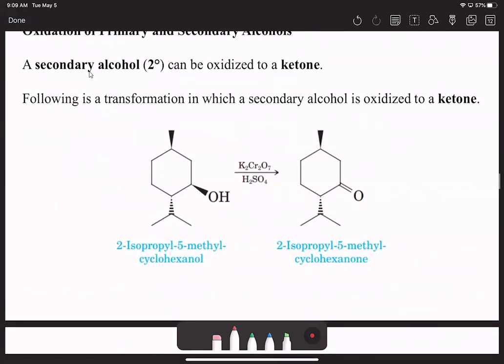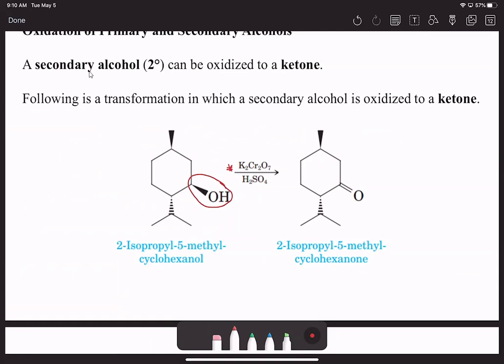So here, now we can look at this reaction. See where it says K2Cr2O7? This is an oxidizing agent. When we write this O with the brackets, this is just some generic oxidizing agent catalyst, nothing specific. So here we've actually noted something very specific. But again, it is an oxidizing reaction. We have a secondary alcohol.